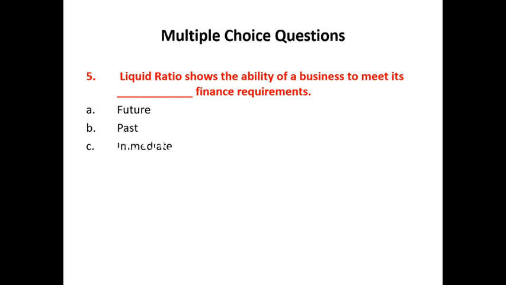The last question. Liquid ratio shows the ability of a business to meet its dash financial requirement. Options available are future, past, immediate, none of the above. The correct answer is immediate financial requirements.